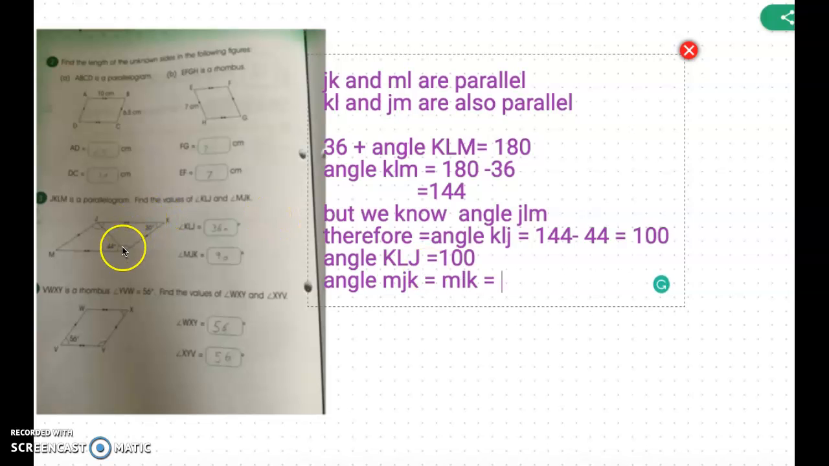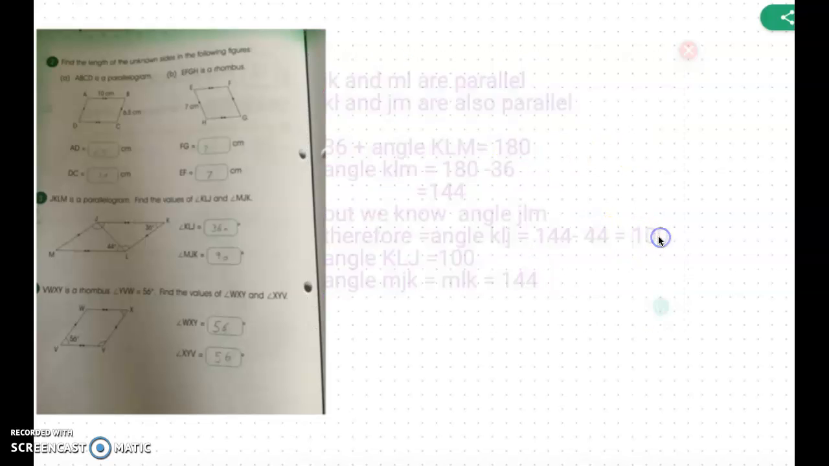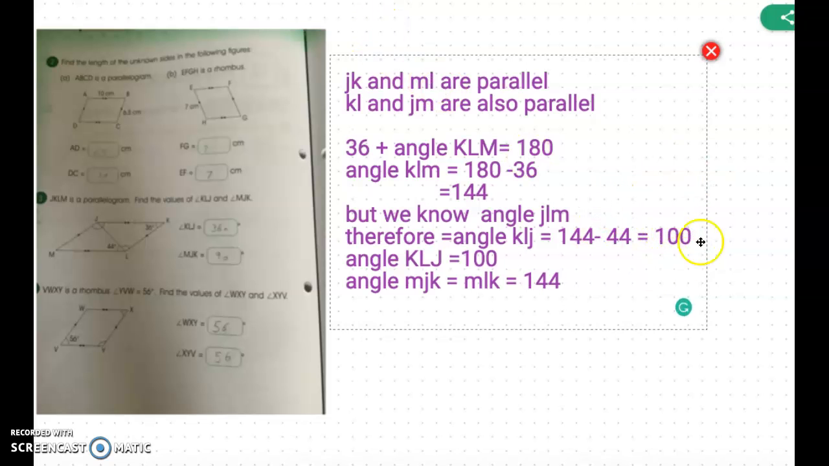Therefore, we already got that, right? This one, KLM, MLK is the same. KLM and MLK, so it is 144. So these are our two answers. One is this one, which is 100, and the other one is this. I hope it's understood. And now let's look at this one.